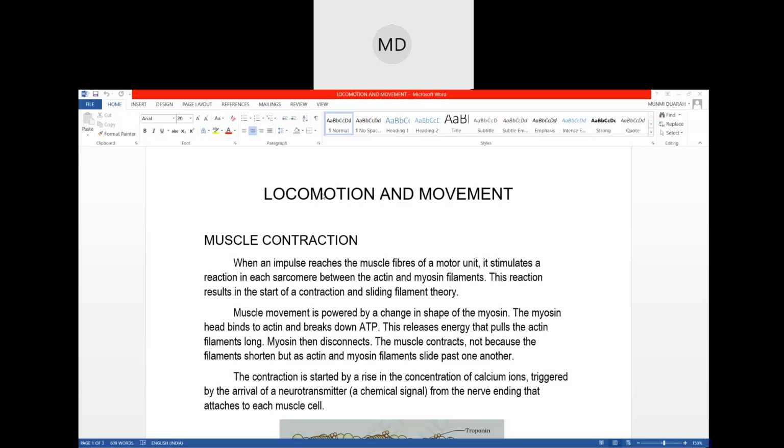So locomotion and movement are very, very essential. Without locomotion you will not be able to go to places, and you will have to stick to one place. And without movement you cannot do your daily activities, like eating food, reading, and all your daily life activities need movement. So this is a very essential part of all living organisms.